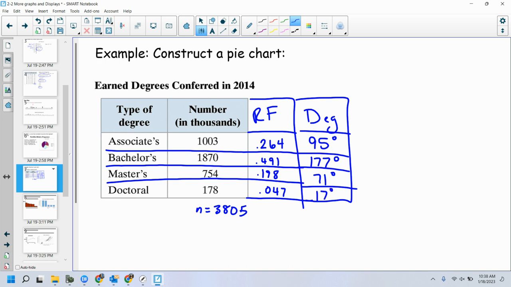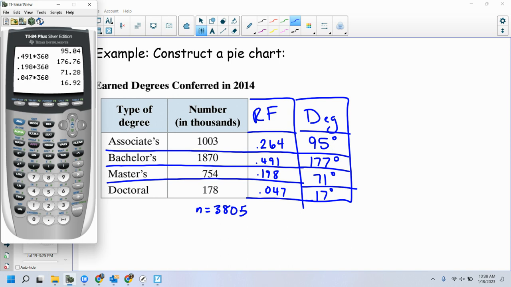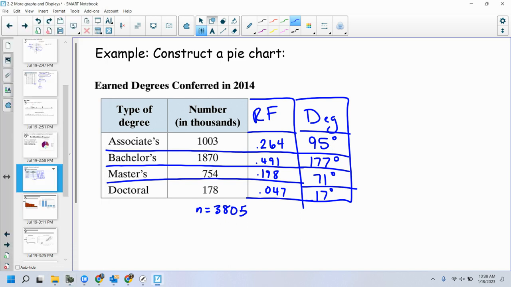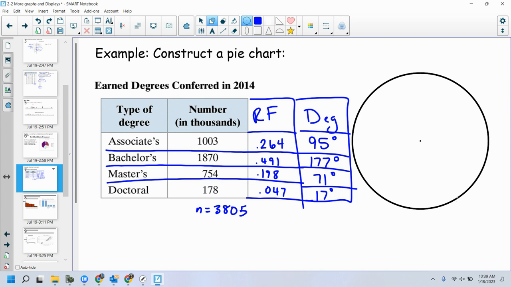I may get a hair over 360 degrees. I wonder what I get. 95 plus 177 plus 71 plus 17. Oh, wow. That was really good. My rounding was awesome. It came out right at 360 degrees. But if you're one over or one under, it's okay. Just don't make it like 380 degrees, because that means something went wrong. Okay, so I'm going to make myself a circle here.